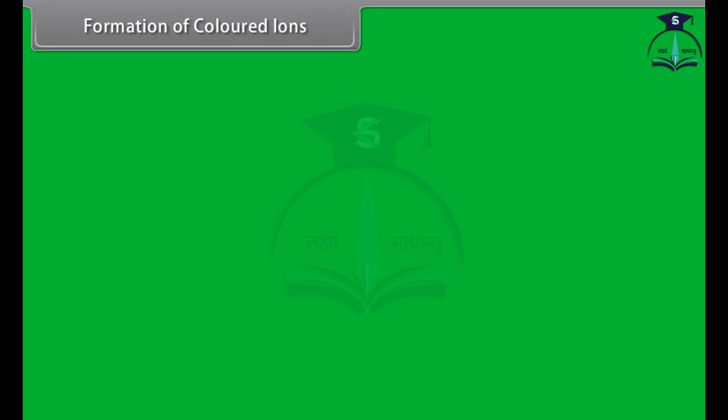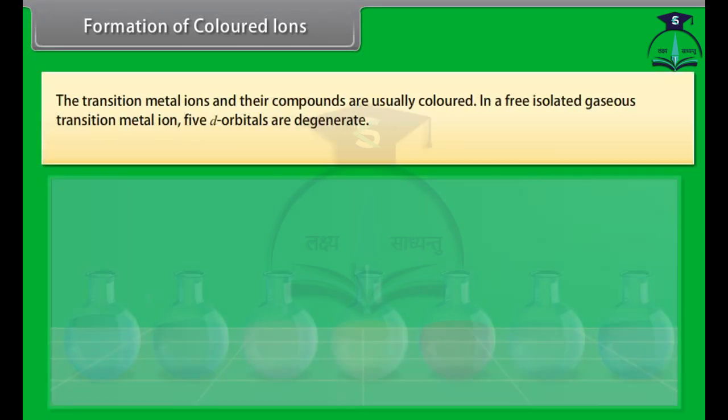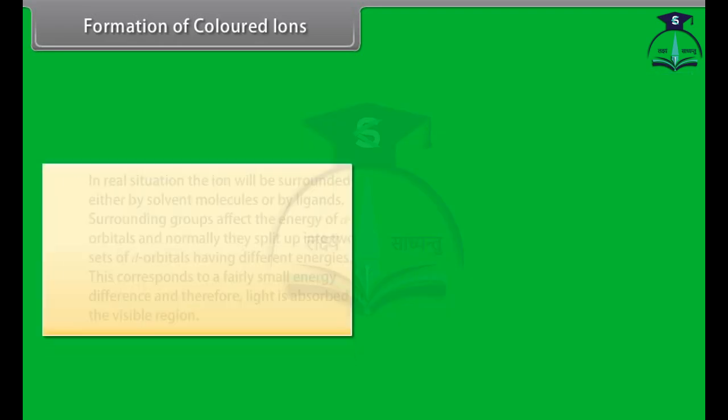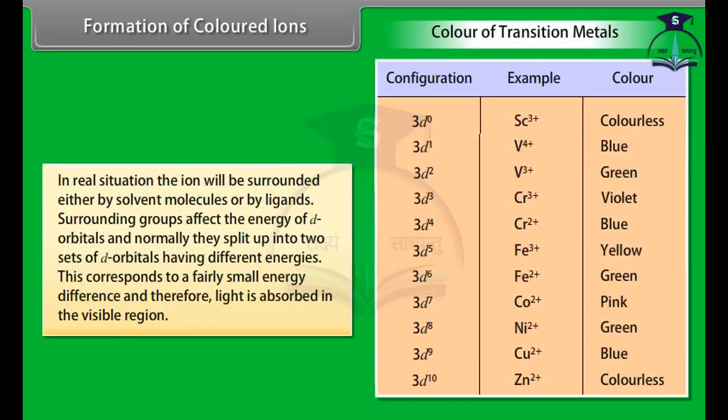Formation of colored ions. The transition metal ions and their compounds are usually colored. In a free isolated gaseous transition metal ion, the 5 d orbitals are degenerate. In real situation, the ion will be surrounded either by solvent molecules or by ligands.